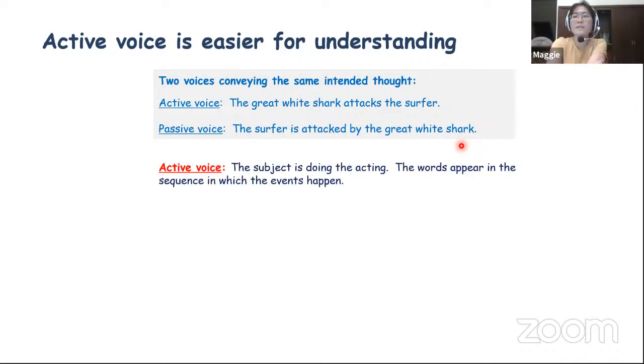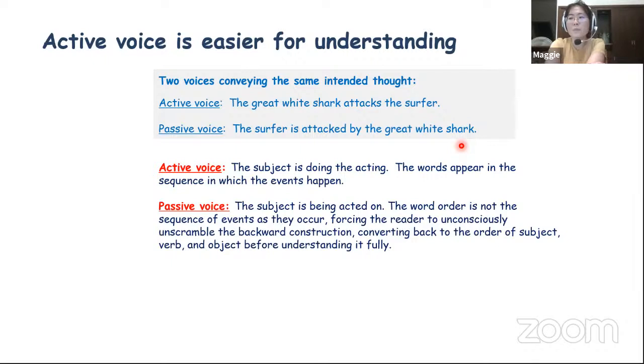The active voice, usually the subject is doing the act. The words appear in the sequence in which the events happened. On the other hand, in the passive voice, the subject is being acted on. The word order is not the sequence of events as they occurred, forcing the reader to unconsciously unscramble the backward construction. So you need to rephrase the sentence in your brain, converting it back to the order of subject, verb, and object before understanding it fluidly.